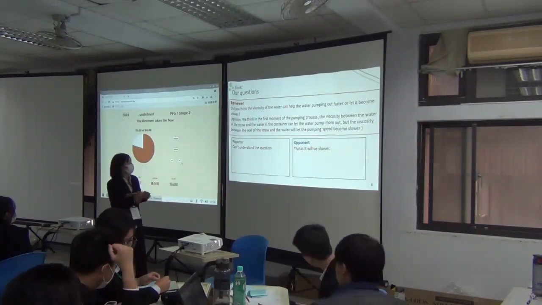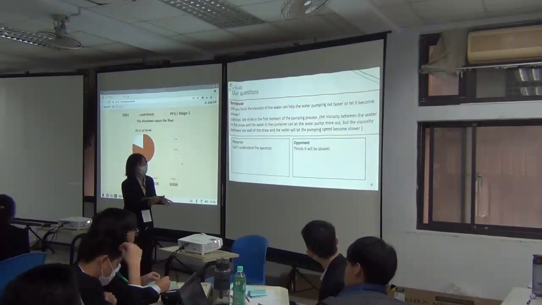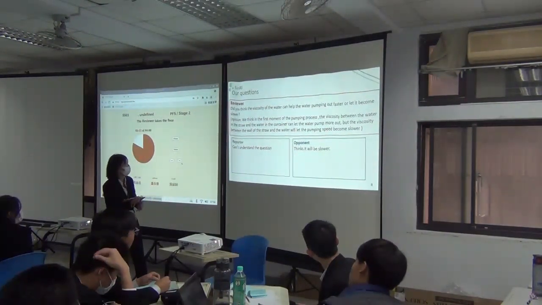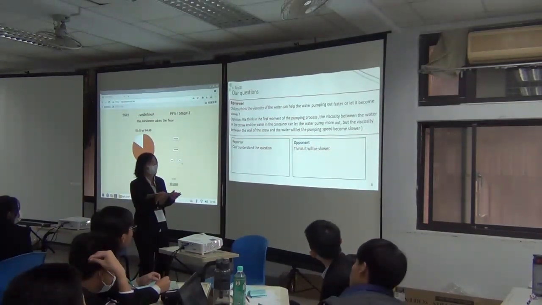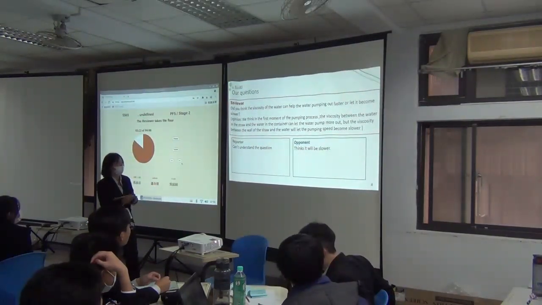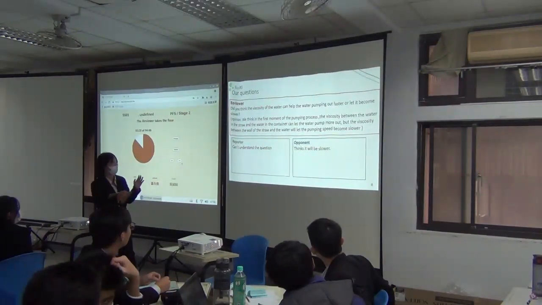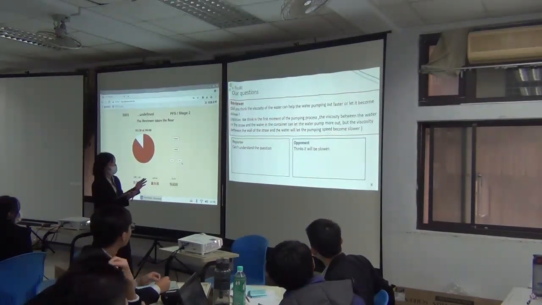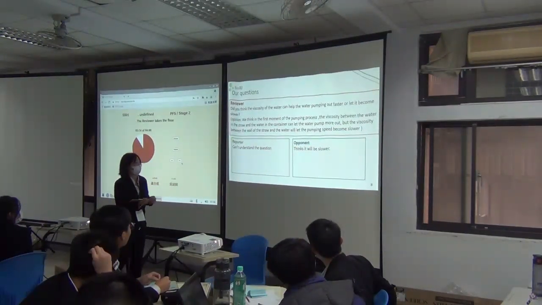And I asked, do you think the viscosity of the water can help the water pump out faster or make it slower? The reporter could understand the question, and the opponent thinks it will be slower. We think that in the first moment of the pumping process, the viscosity between the water in the straw and the water in the container can let the water pump out more. But the viscosity between the wall of the straw and the water will make the pumping speed slower.